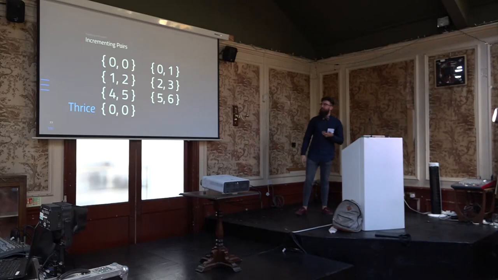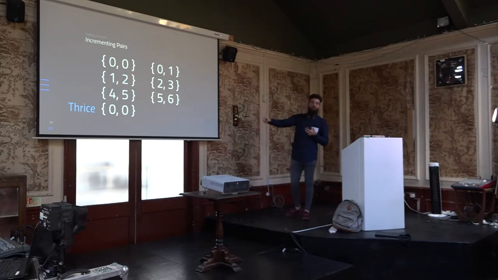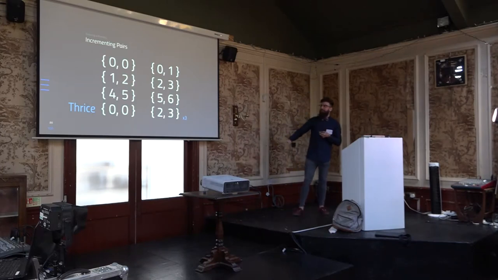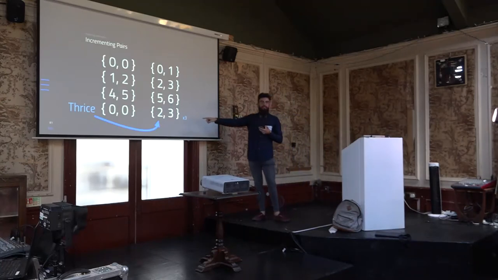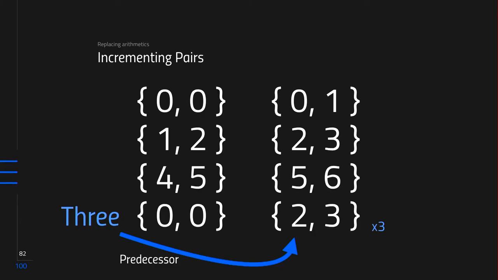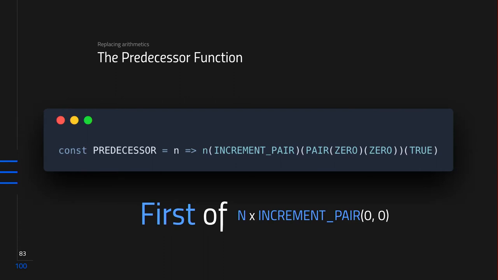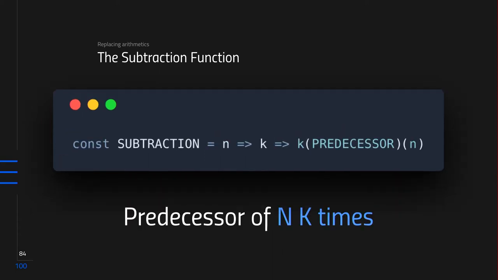So what is twice the increment of 0, 0? It's 0, 1, 1, 2, 2, 3. And there's a very important thing to notice here. The first item in this pair is the predecessor of 3. And this is how we get the predecessor of a number. So the predecessor function just gets the first value in the pair that results from running incrementPair on 0, 0 n times.